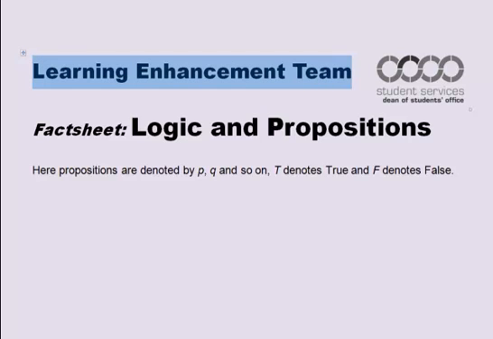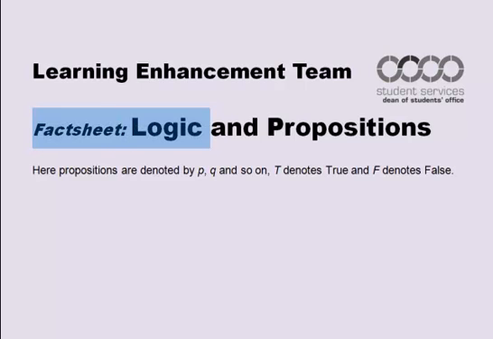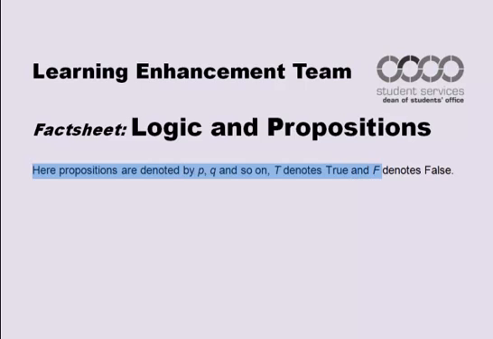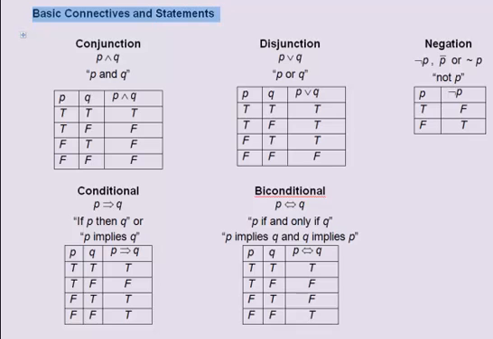This is a fact sheet about logic and propositions. Here, propositions are denoted by P, Q, and so on. T denotes true, and F denotes false. Basic connectives and statements. Conjunction.